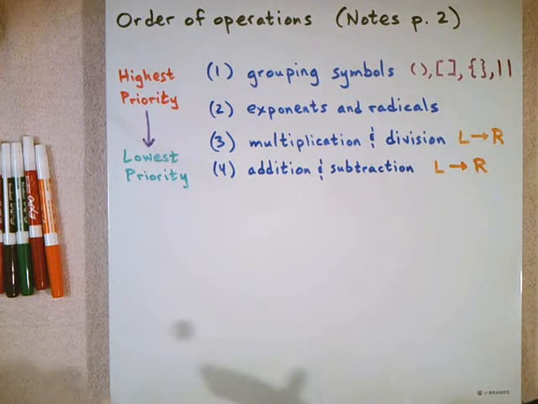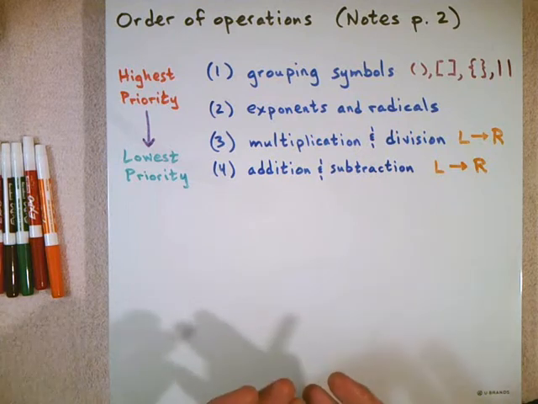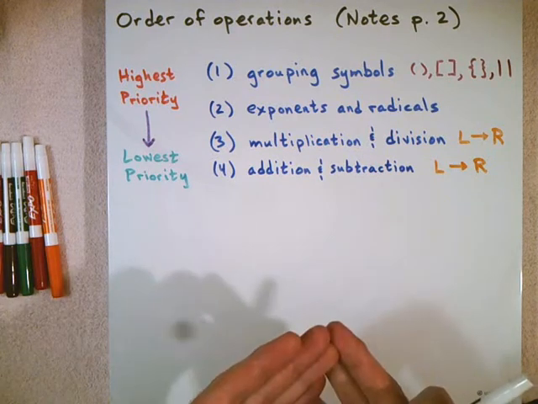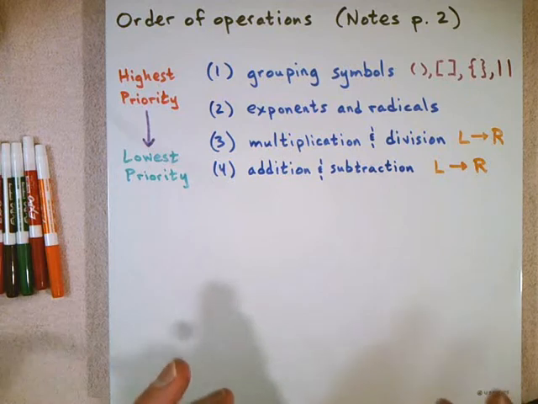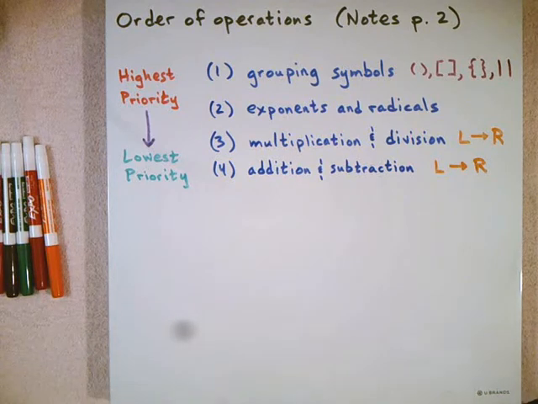What does it mean to start with the grouping symbols? It simply means you work inside of those and figure out what's inside there first, and then proceed to go further with the problem. Sometimes you can have nested grouping symbols like parentheses within brackets. Again, you'll work from the inside out on that. So you start with inside the parentheses, then move on to where you're in the brackets, and then keep moving on from there. So inside to the outside with the grouping symbols.